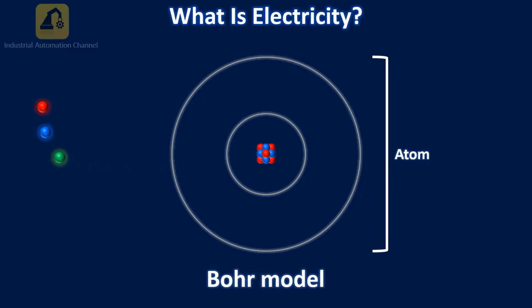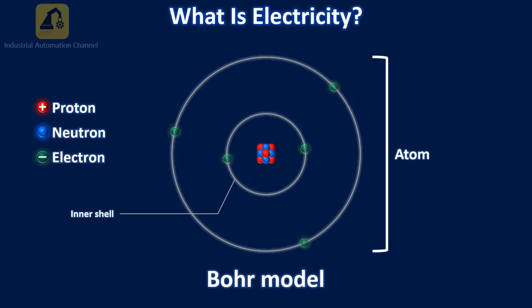Each atom has three main building blocks: protons, neutrons, and electrons. Protons sit in the center of the atom, in the nucleus, and they have a positive charge. Neutrons are also in the nucleus, but they have no charge, they are neutral. And electrons stay around the nucleus in energy levels called shells. Inner shells are lower energy and closer to the nucleus, while outer shells are higher energy and farther out. Electrons have a negative charge.